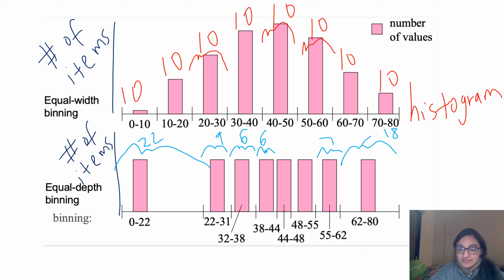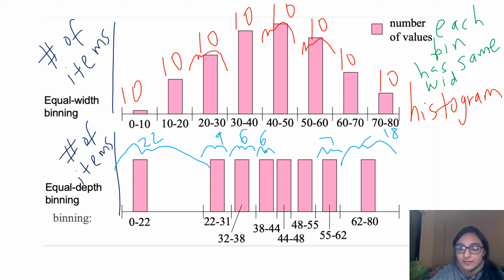So the difference is, in equal width binning, each bin has the same width. And here, in equal depth binning, each bin should have roughly the same number of items.